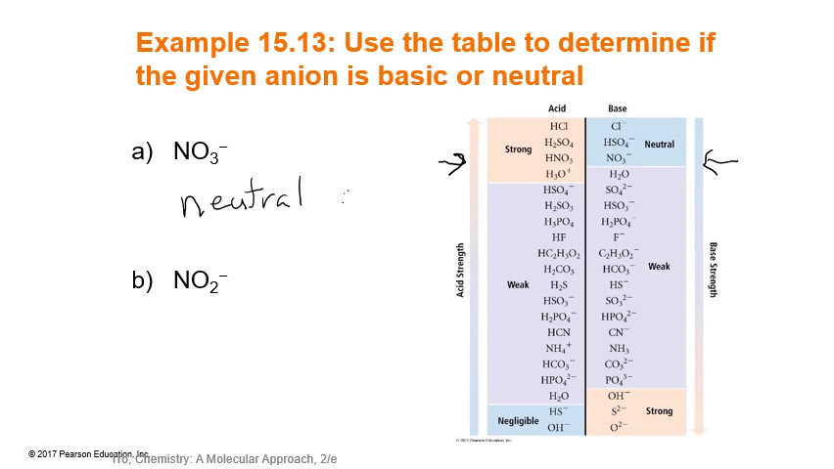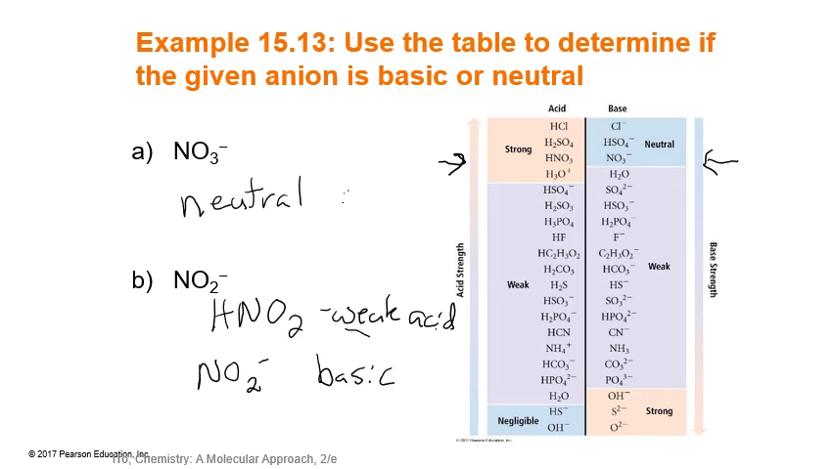However, if we have nitrite, NO2-, its conjugate acid would be nitrous acid. So HNO2 is a weak acid. That means that NO2- is going to be basic, because it has a weak acid as its conjugate acid. That means the anion will be basic.